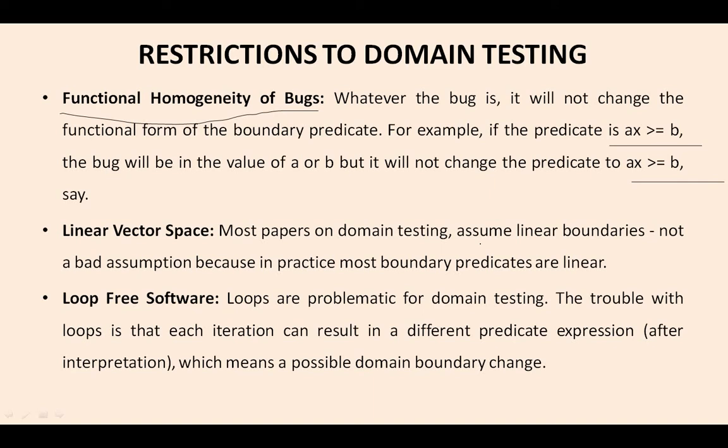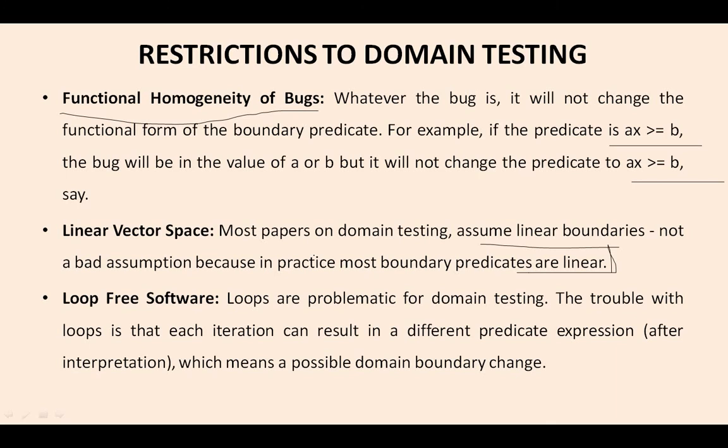The next one is linear vector space, which means linear boundaries. This is a bad assumption, because in practice not all boundary predicates are linear. We may have non-linear boundaries also. This is one of the drawbacks of assuming a linear vector space.